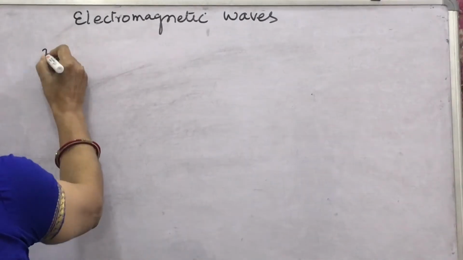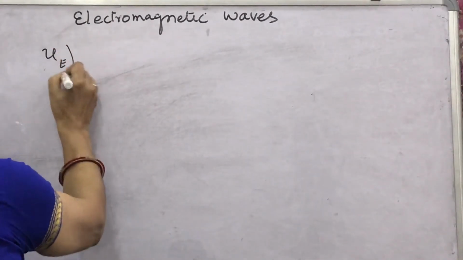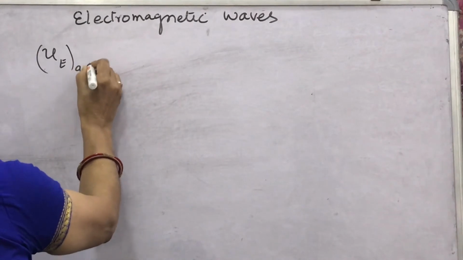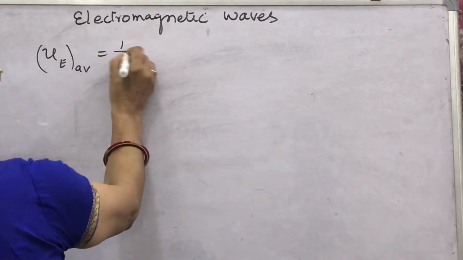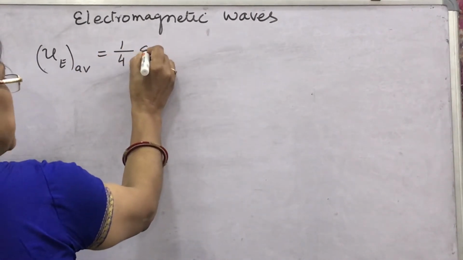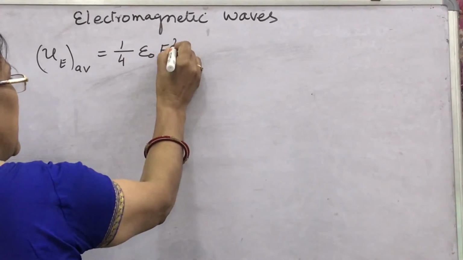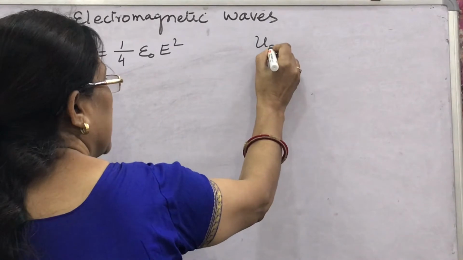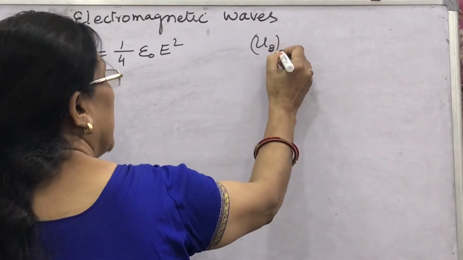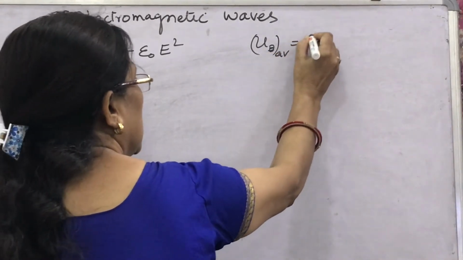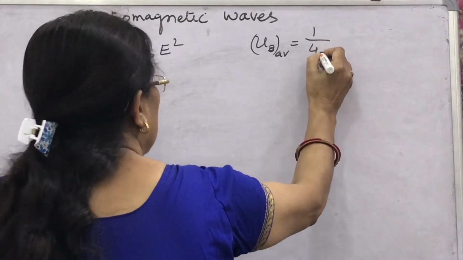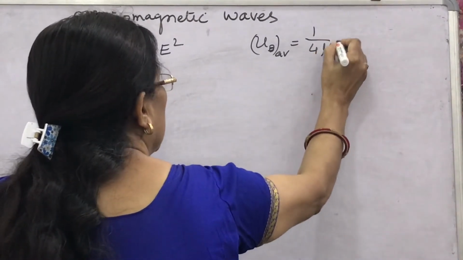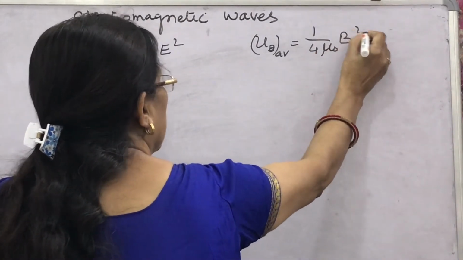Now we have seen the average energy due to the electric field is 1 by 4 epsilon naught E naught square, and the average energy due to the magnetic field is 1 by 4 mu naught B naught square.